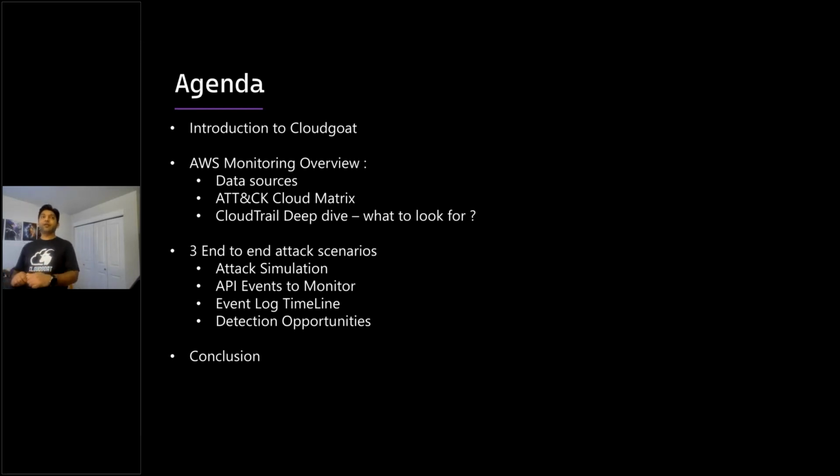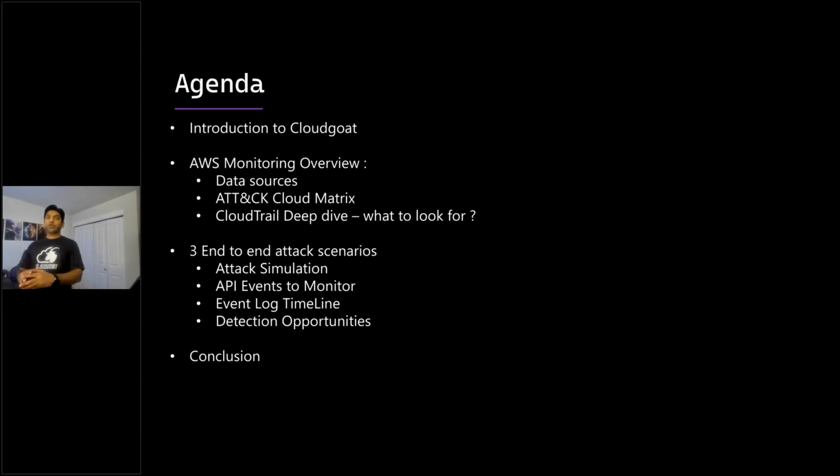Then, as a blue teamer, I'm specifically interested in AWS monitoring. So we'll be talking about what data sources are available, what the ATT&CK Cloud Matrix looks like for AWS, and then we'll take a deep dive into CloudTrail architecture, and what to look for from a threat hunting perspective.